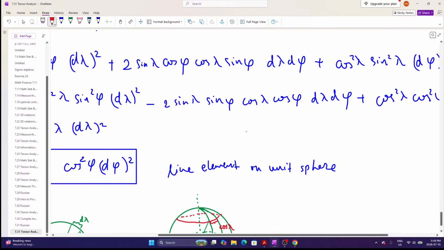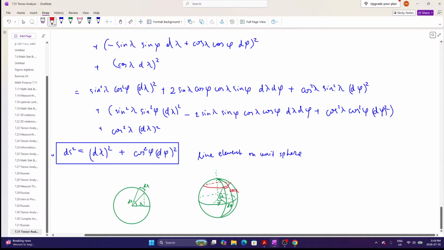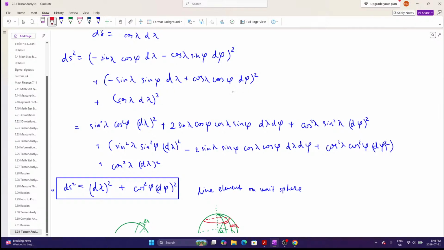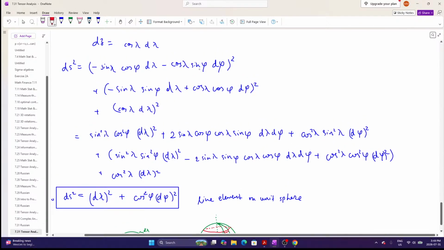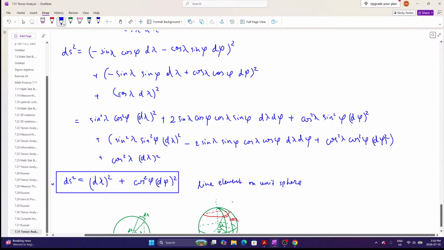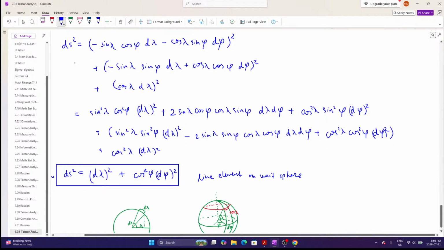Actually, you know what, guys? I think I made a mistake here. Yeah, cosine of lambda. The first term in the expansion is a mistake there. The first term should be sine squared of phi. I'm glad I was able to catch it. You should always do a sanity check. This should be cosine of lambda, my bad.